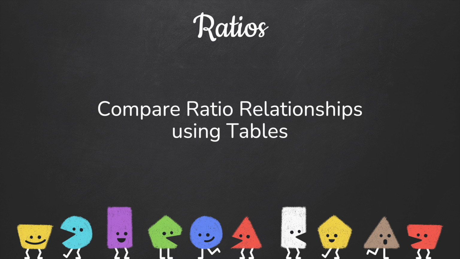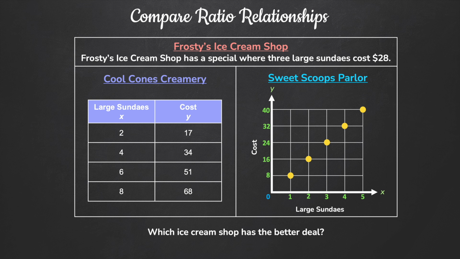Hello, mathematicians. Today we're going to be learning about ratios, more specifically, how to compare ratio relationships using tables. To get us started, here we have three ratio relationships. At Frosty's Ice Cream Shop, there's a special where 3 large sundaes cost $28.